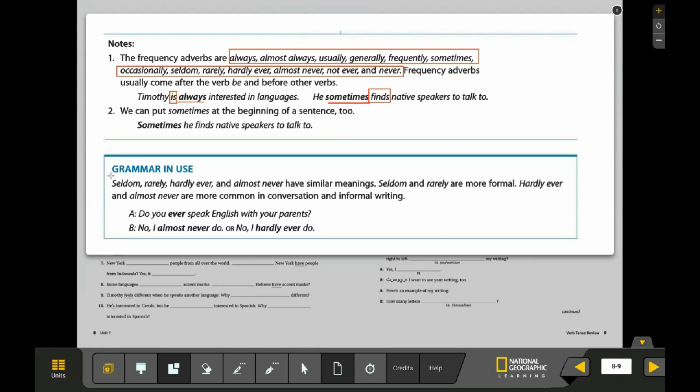Very good. So these 4 adverbs are the same or similar in meaning. Seldom, rarely, hardly ever, and almost never. The only thing is that seldom and rarely are more formal. And if you are in a conversation or you are writing something informal, it's more common to use hardly ever or almost never. Okay, no, I almost never do, or I hardly ever do. Okay, these are more informal.